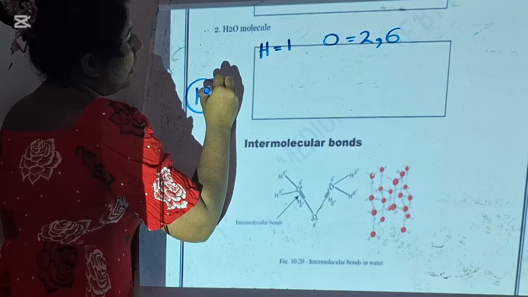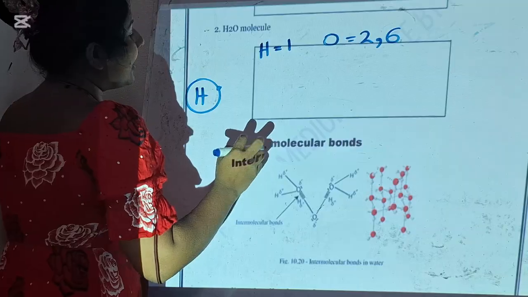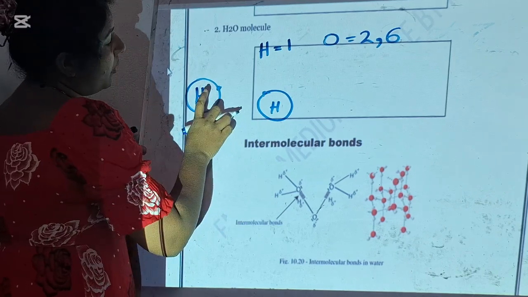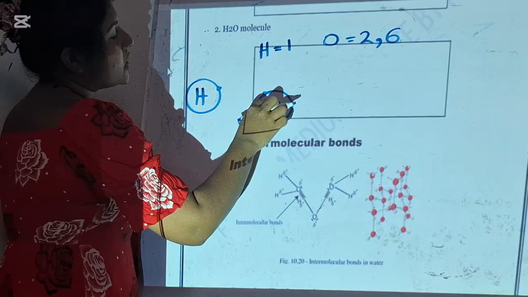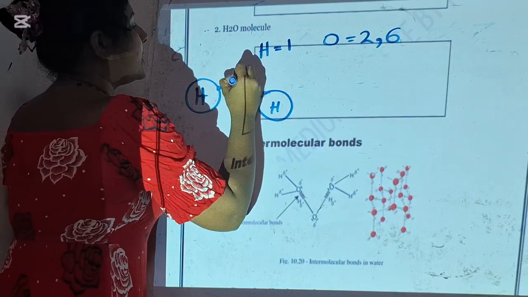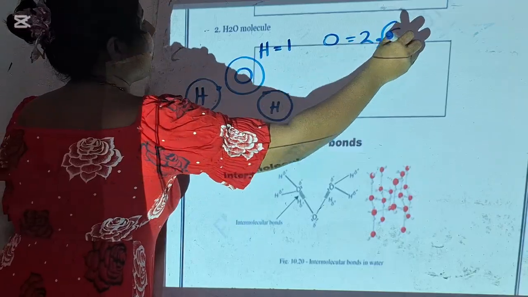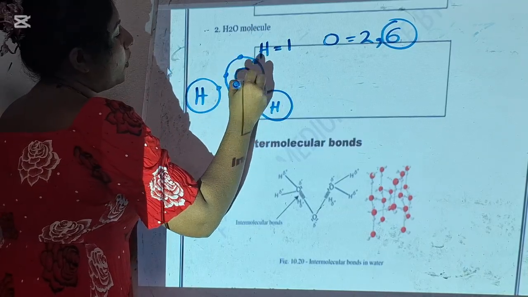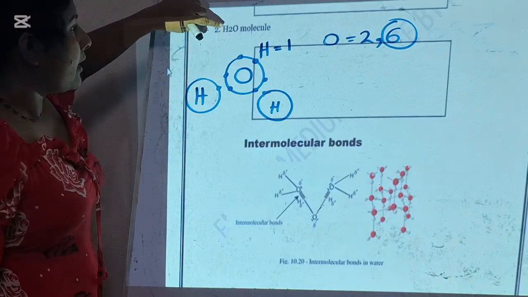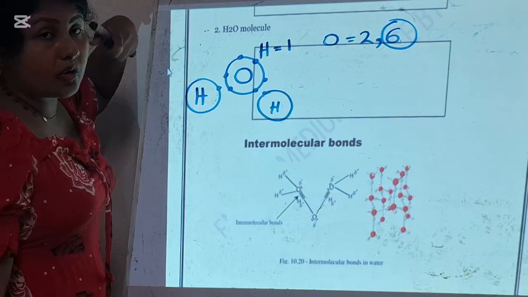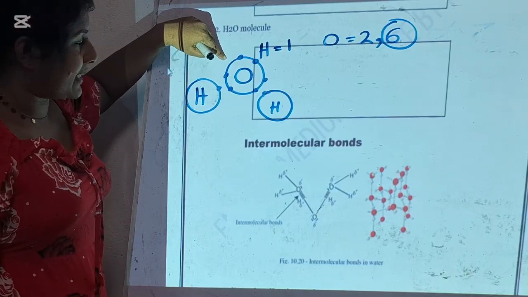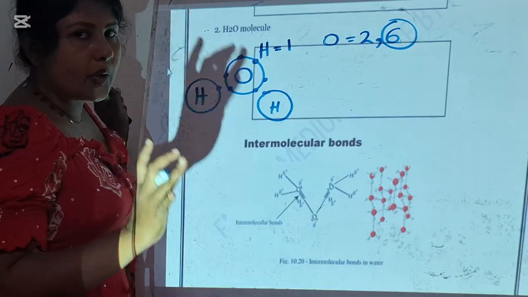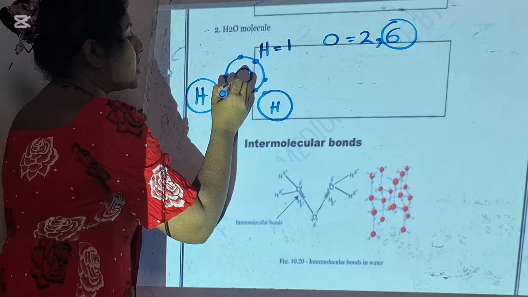Hydrogen 1. There are 2 hydrogens we need, the reason being H2O. So only one electron for one hydrogen. This one also has one electron. Oxygen has 6 electrons around it. Always we need the last shell. 1, 2, 3, 4, 5, 6. For drawing the H2O we need only one oxygen atom and 2 hydrogen atoms. Then oxygen's octet of 8 is not complete. To fulfill the 8, it makes bonds.